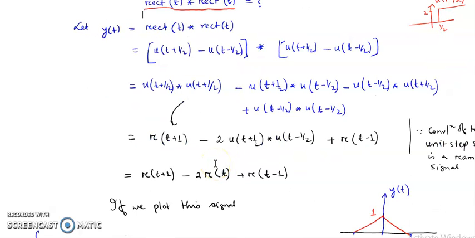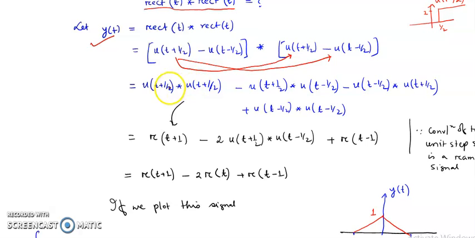Now if we start from this point, say y(t) is equal to rect(t) convolved with rect(t). We replace this rect(t) using the step signal relation: u(t plus half) minus u(t minus half). If we convolve these two signals, using the distributive property we can write it like this: u(t plus half) convolved with this signal, and next the convolution of the other signal with this signal.